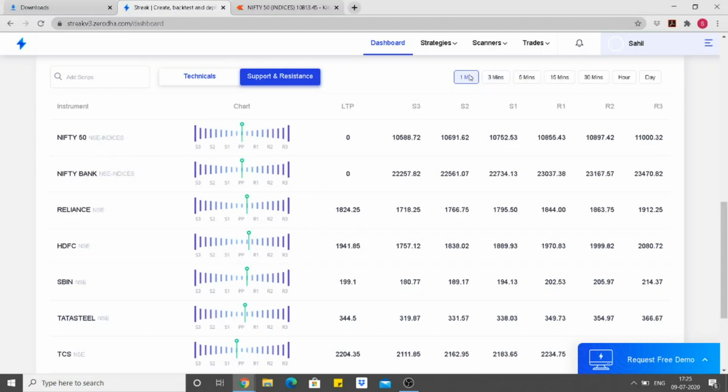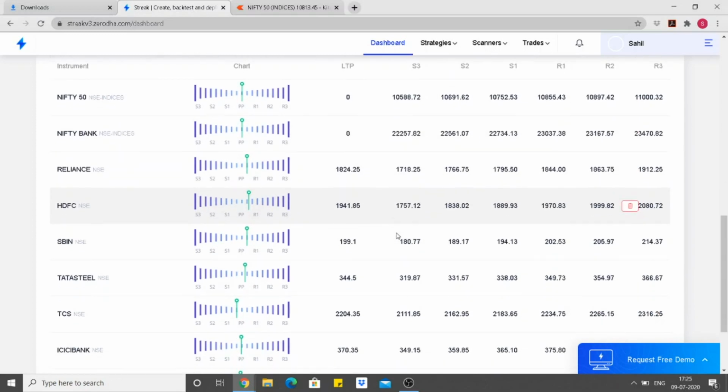The best part about this analysis is that it is available on multiple time frames. You can see the 3, 5 and 15-minute time frames are preferred by intraday traders, whereas 30-minute, hourly and daily you can find useful for swing traders or positional traders. So anybody and everybody can make use of this particular section right here.